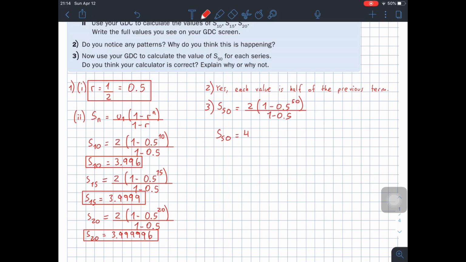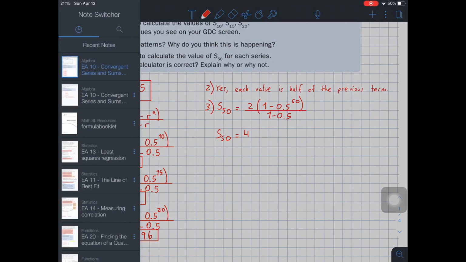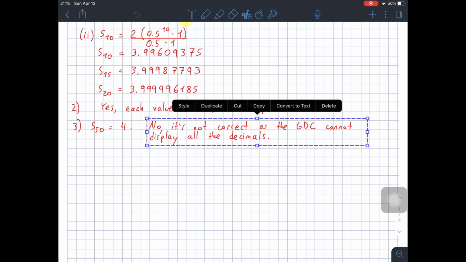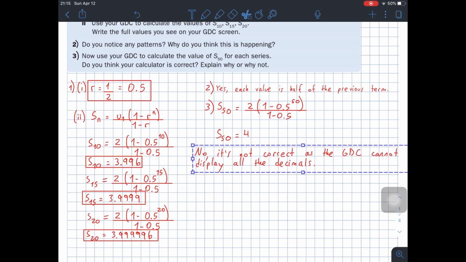And the answer is no. The problem is that the calculator doesn't have much memory. So the real value is something like 3.99999 and lots of 9s. And since the calculator cannot display all of the 9s, it just rounds up to 4. But this is not the right answer. It's actually 3.99999 and lots of 9s. And that'll be the result, okay? So that's not correct. See what I put? No, it's not correct, as the GDC cannot display all the decimals.